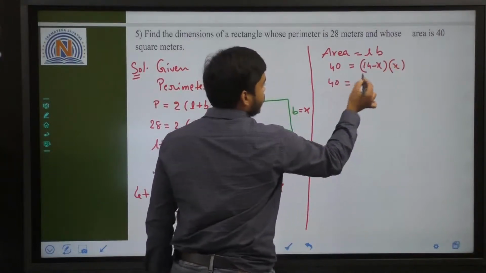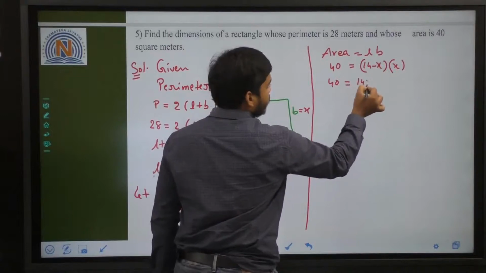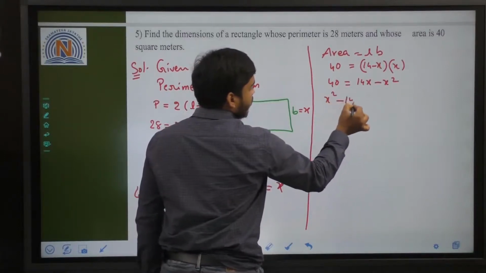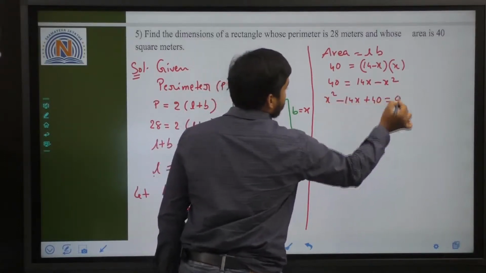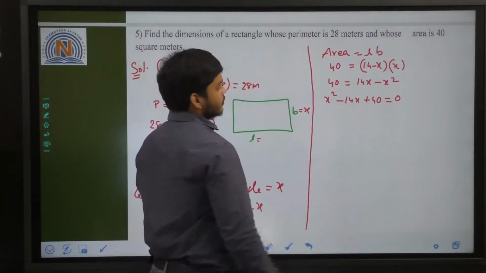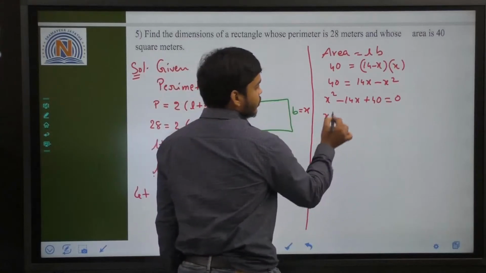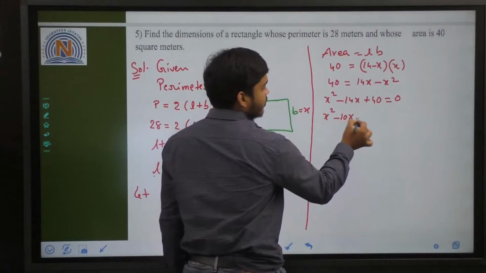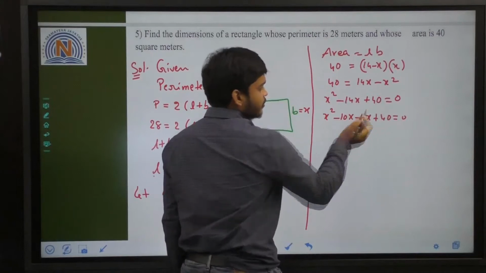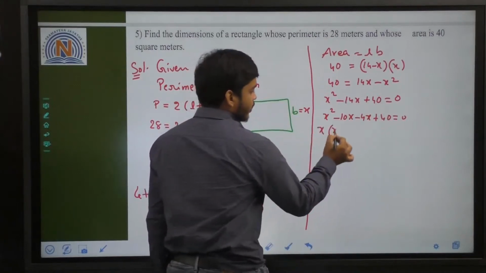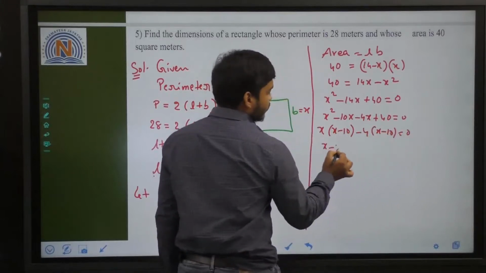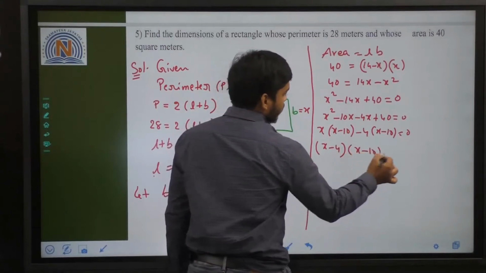So 40 is equal to 14 into x, 14x minus x square. So x square minus 14x plus 40 is equal to 0. See here, children. If you are splitting these two terms, then x square, by using the factorization method, 10x minus 4x plus 40 equals to 0. 10 4s are 40, minus into minus is plus. So here I am taking x as common, x minus 10, here minus 4 is common, x minus 10 is equal to 0. So x minus 4 into x minus 10 is equal to 0.